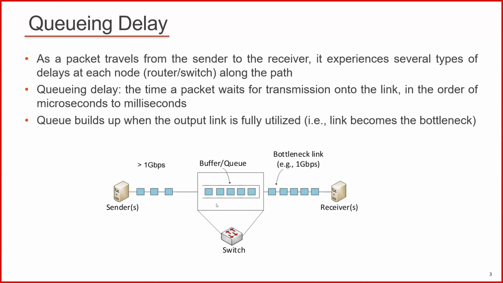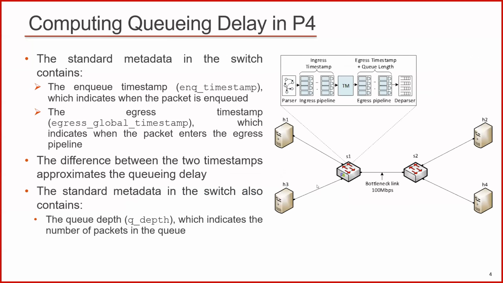And whenever you have a queue buildup, this would affect the end-to-end latency. Because now if you calculate the round-trip time, your packet is going to be spending some extra time in the queue because of how the queue is being filled. Typically the time that the packet will spend in the queue is on the order of microseconds to milliseconds. So how can we calculate the queuing delay in P4?